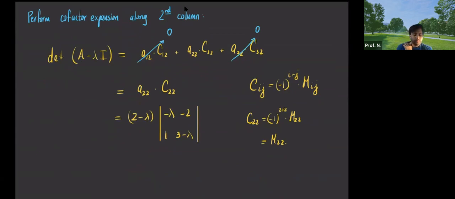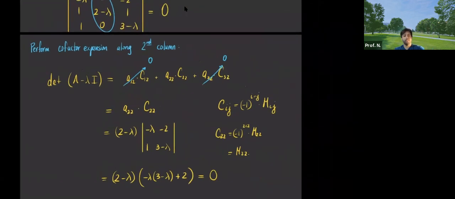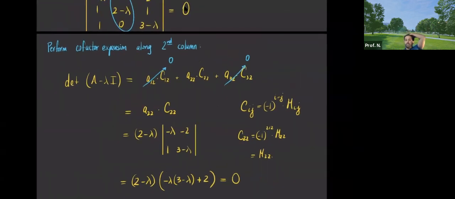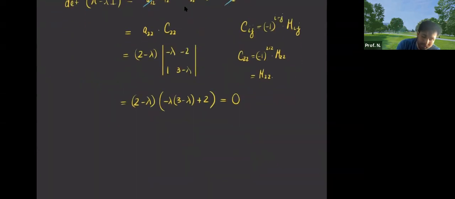And then I find the determinant of the 2x2 matrix, which from there on is actually not that bad, right? This becomes negative lambda times 3 minus lambda minus -2 times 1, which is +2. This equals 0. Everybody with me so far with this? With the expansion along the second column, we're finding the determinant. And so this becomes 2 minus lambda times (-3 lambda plus lambda squared plus 2) equals 0.